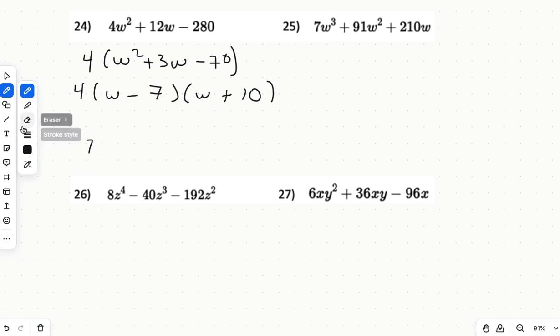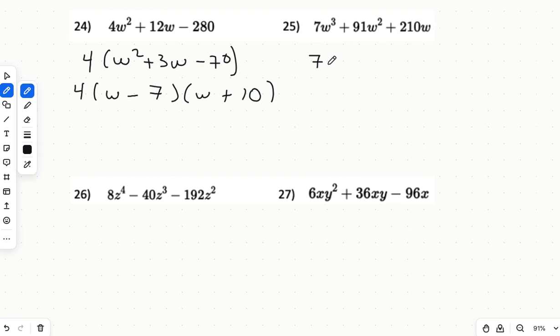And then if you FOIL that back, you would get W times W, which is W squared, and then plus 10 minus 7. There's your plus 3 in the middle, and there's the minus 70. And that would get you to here, and then you would just distribute, and that gets you back to the start. Same thing here, but it looks like we can take a W and a 7 out of there.